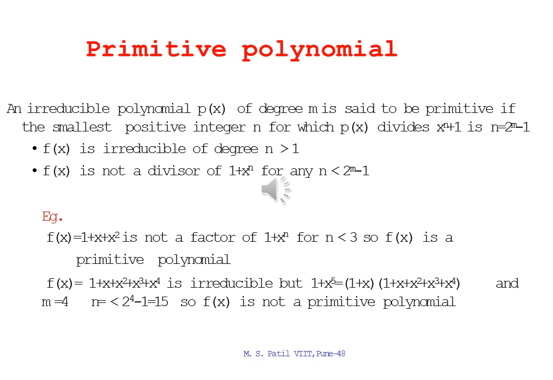Another example of a polynomial which we have chosen is f of x equal to 1 plus x square plus x cube plus x raised to 4. What is the degree of this polynomial? 4. So here m is equal to 4, and n will be 2 raised to m minus 1, so 2 raised to 4 minus 1 will be 15. So it should not be a factor of any polynomial of degree less than 15. But if you look here, it's a factor of 1 plus x raised to 5. As it is a factor of 1 plus x raised to 5, even though it is irreducible, this is not a primitive polynomial. So these are the two conditions for a primitive polynomial.